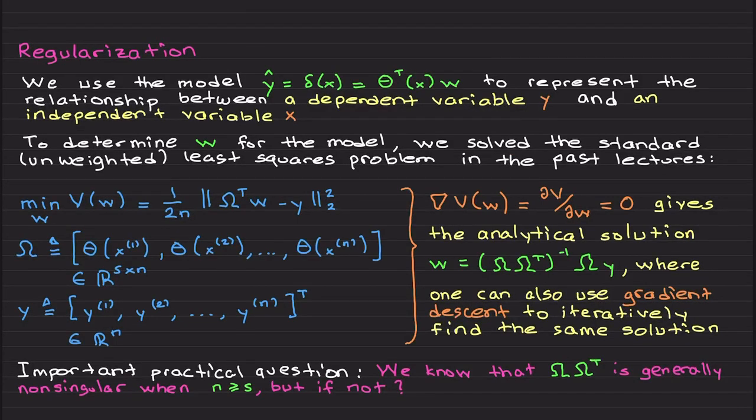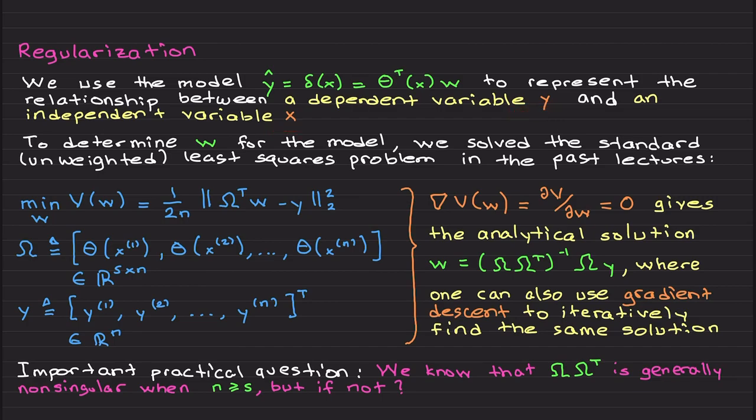Welcome back. I am going to talk about a very important topic, so-called regularization in least squares and regression. Before I define the problem, let me overview what we did over the last few lectures. We used the model y hat equals theta transpose x multiplied by w to represent the relationship between a dependent variable y and an independent variable x.